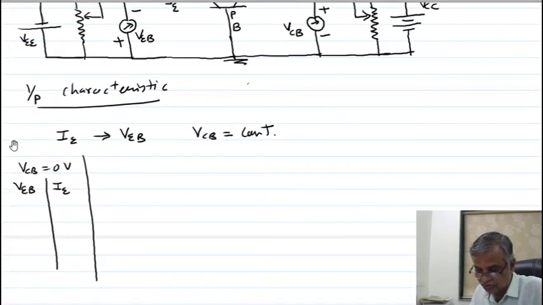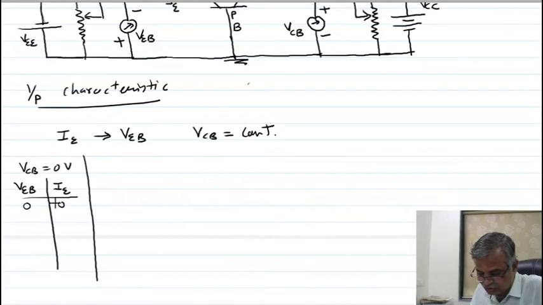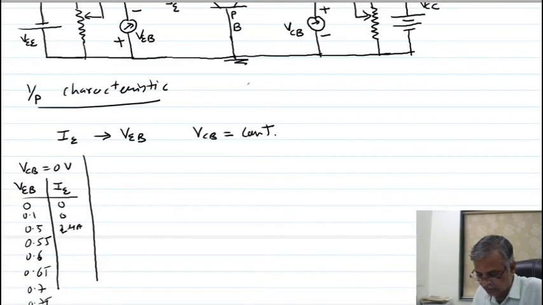I will show you what you can do. See, here I am keeping this at 0, 0.1, up to 0.5, what am I getting? Very less, you can say 1 microampere. As you get 0.55, you start in steps of 0.05. Not necessarily 1 microampere, it may be 2 microampere, 4 microampere like this. Then 0.6, 0.65, 0.7, 0.75 volt, and note down the corresponding value of the emitter current.